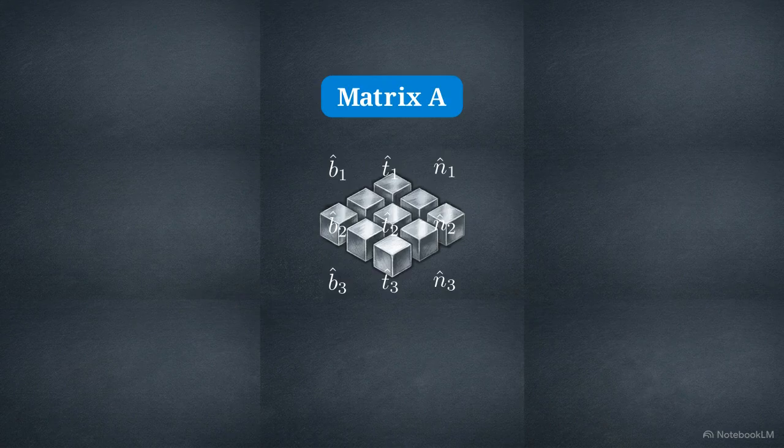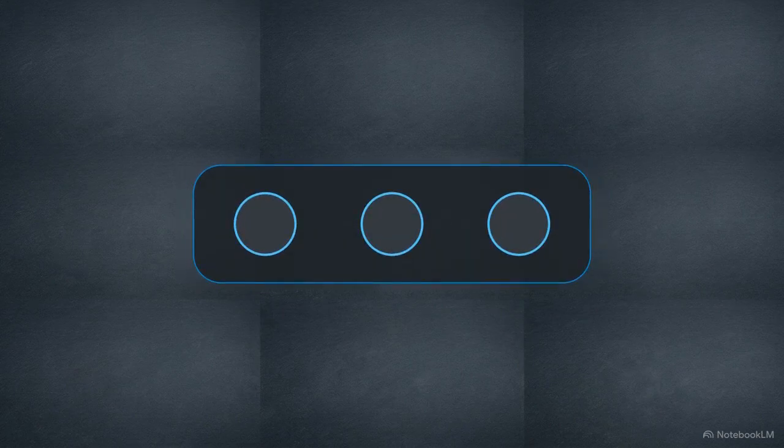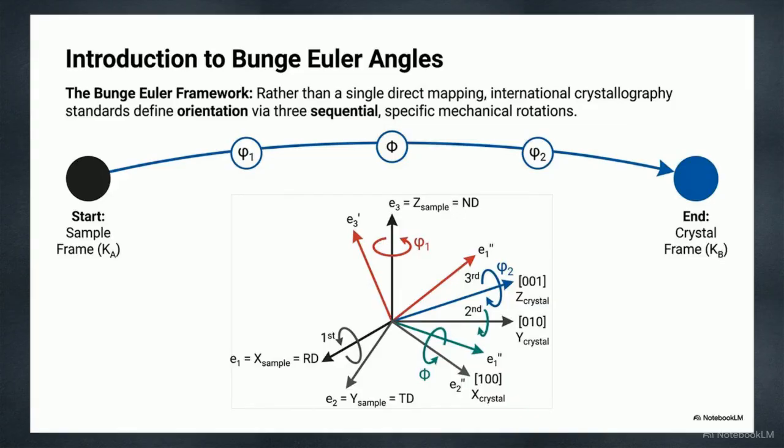While Matrix A defines a single orientation, international crystallography standards require a uniform way to describe the distribution of orientations across massive datasets. Representing every grain with a full matrix is redundant. Instead, software protocols favor a more compact 3-parameter set. This is the Bunge-Euler framework. It replaces the singular matrix mapping with 3 specific sequential mechanical rotations.